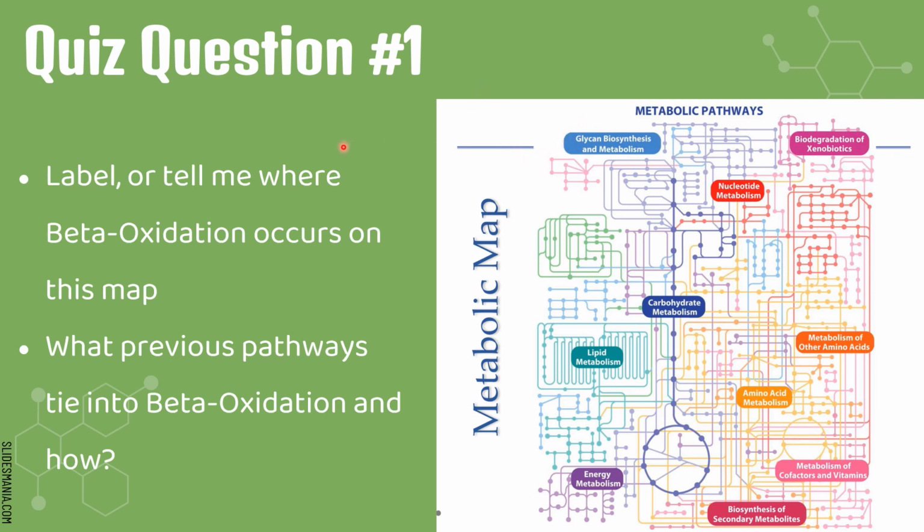But before we move on, your first quiz question is to tell me where on this map beta-oxidation is. You can tell me a vague area, or if you like, you can highlight it and submit the picture with your answer. In addition to labeling where beta-oxidation is, tell me how some of the previous pathways we have learned tie into beta-oxidation. We recently started this area in class, so if you need help, the Chapter 21 PowerPoint might be a great place for you to look.